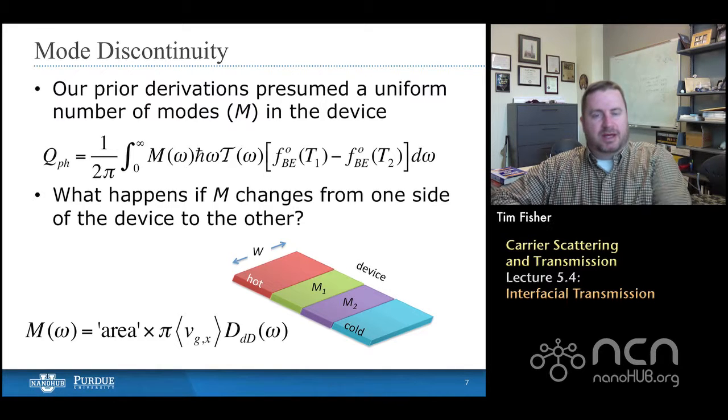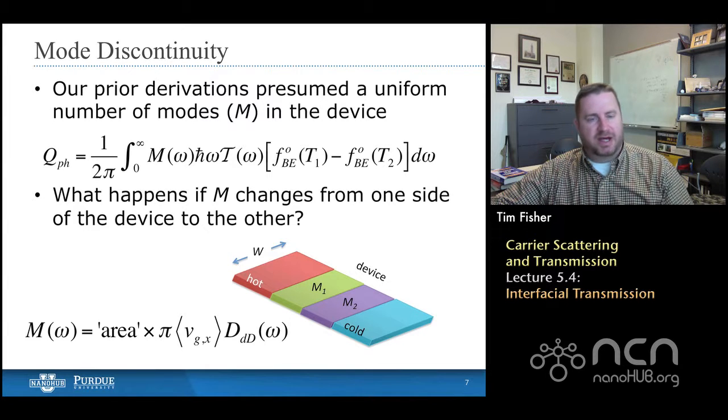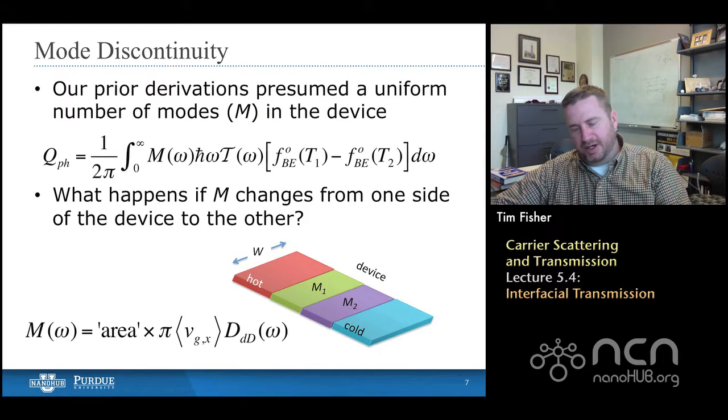Let's think a little bit more broadly about this problem. What really happens, and specifically with respect to phonons? We were solving problems in which we had a hot reservoir and a cold reservoir, and we had a device in between. But now we have an interface that's somewhere inside the device, or it may even be at the interface between a reservoir and the device. But the way I've drawn it here is that the interface exists in the middle of the device.